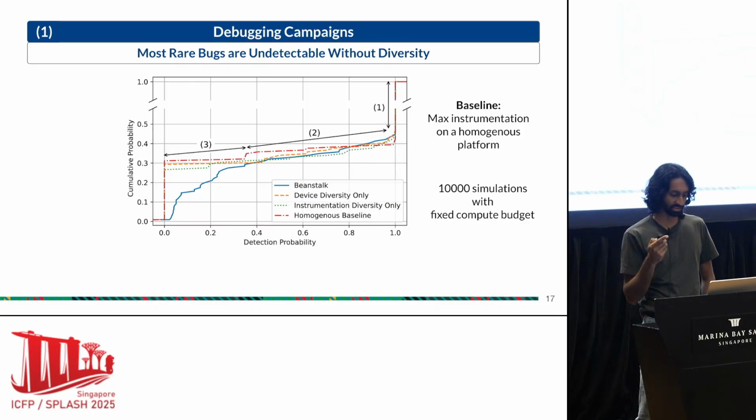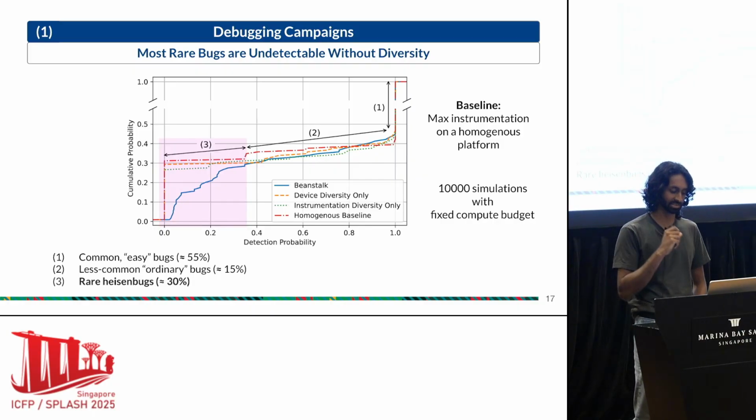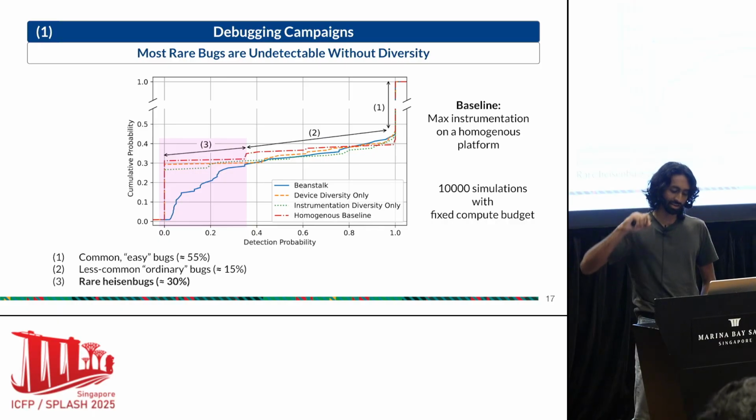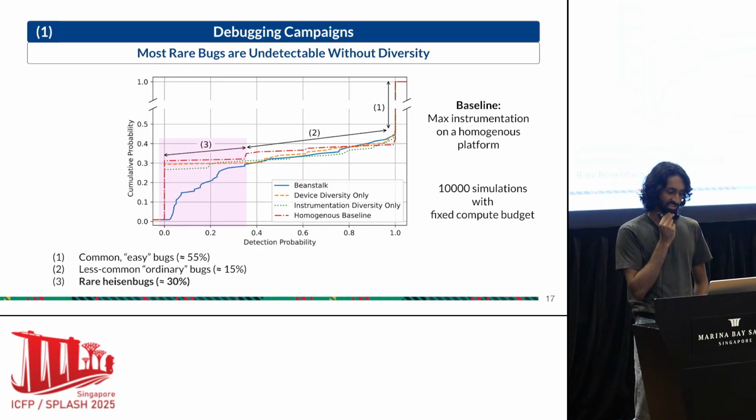Now, the interesting thing here is to focus on the third zone labeled here, which are the rare Heisenbugs of less than 0.3 proportion detection probability. And what we see is that actually non-diversifying makes most rare bugs undetectable. We see that only Beanstalk is able to capture these cumulative probabilities up to 0.3, which means that diversity is essential for catching these bugs.